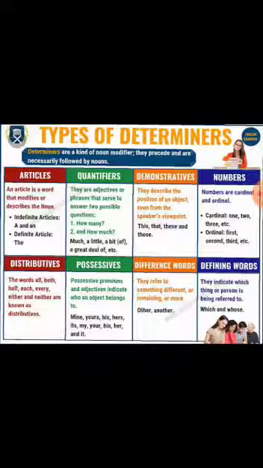Different words. They refer to something different or remaining or more. Other, another, these are different words. Defining words. They indicate which thing or person is being referred to. They are also called interrogatives. Which, whose, what. In this way, we can define determiners. Now I am adding a video. Watch that video carefully for making your concept more clear.